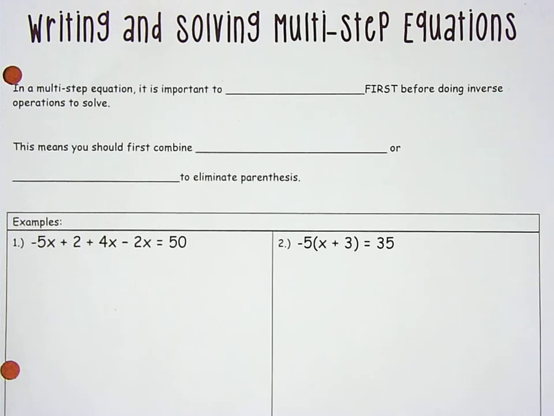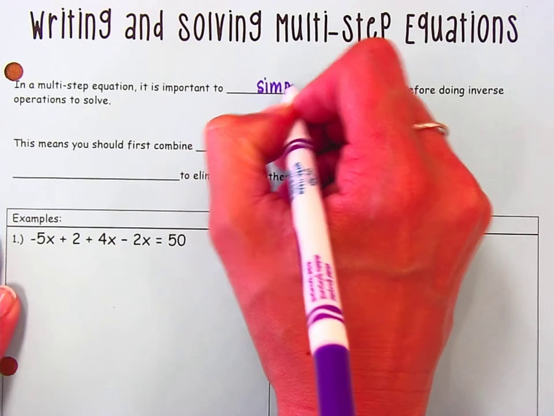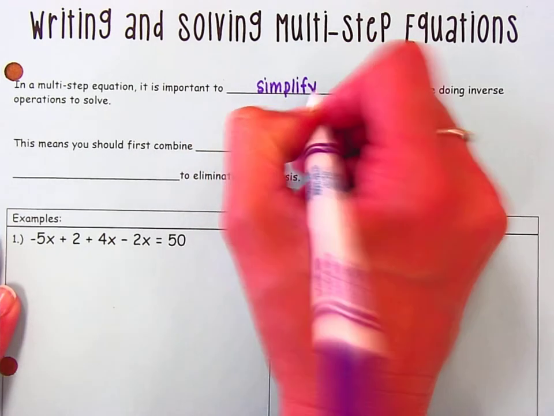Let's go ahead and take a look at writing and solving multi-step equations. I'm not going to teach you anything new here. We're just going to combine a couple of the skills that you guys have already practiced with equivalent expressions and writing and solving equations. So in a multi-step equation, it's important for us to simplify first before we use our inverse operations to solve the equation.